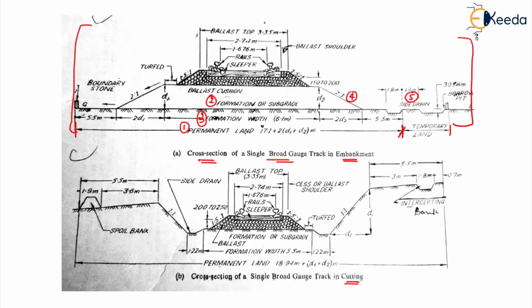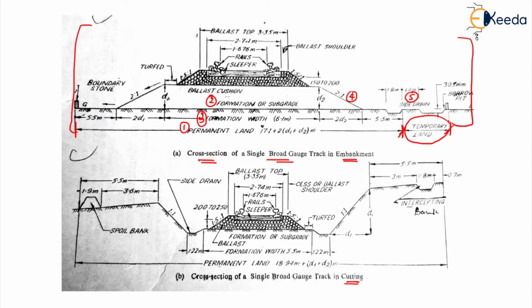Understood? Now the area lying under or outside the right of way, which is temporarily acquired, as I told, they will acquire only for some days until the construction happens. Now why will they acquire this?